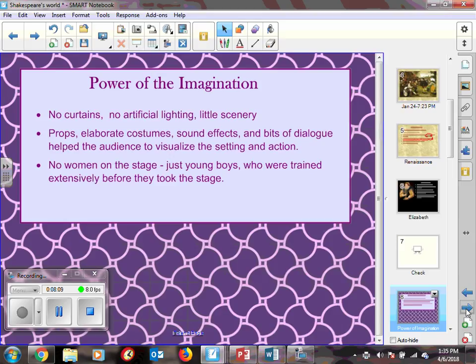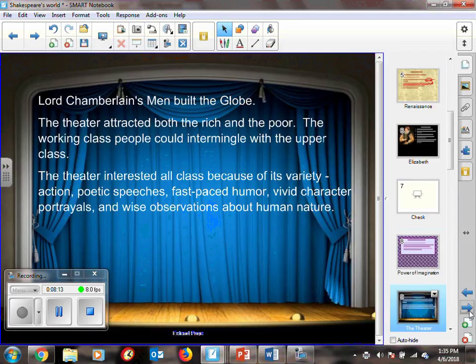Okay? All right, so Lord Chamberlain's men built the Globe. Lord Chamberlain was the person that kind of had their troops, and then Shakespeare started working for him.